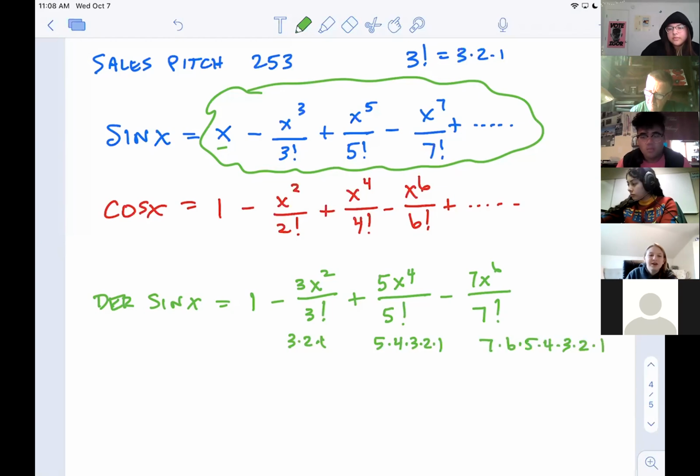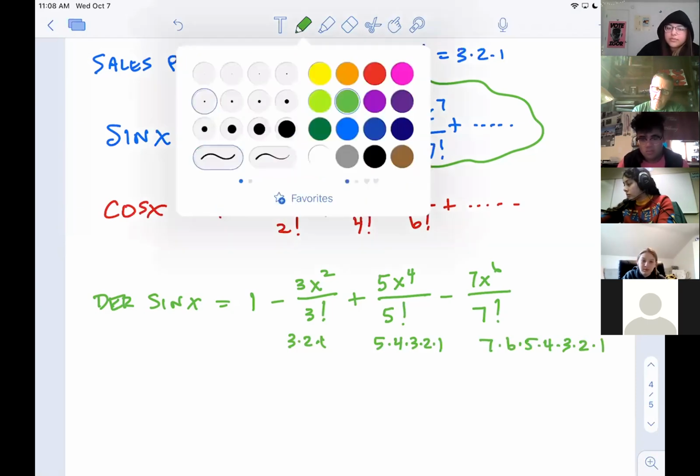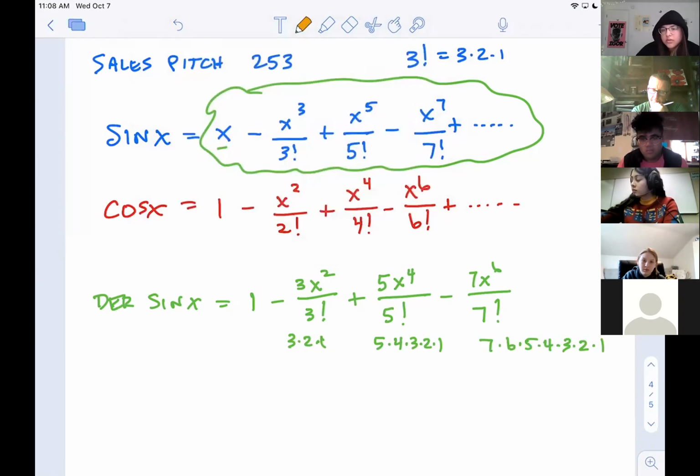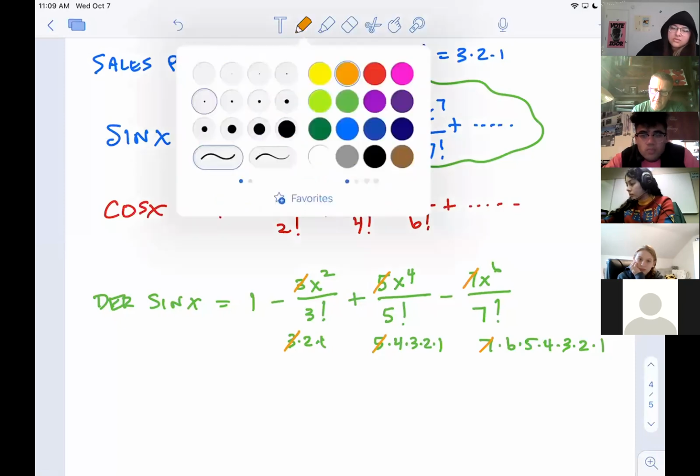If the derivative of sine is cosine, why doesn't it look the same as cosine? Well, we're still simplifying this. Don't the 3's cancel out and leave you with 2 times 1? Doesn't this 3 cancel with this 3, leaving 2 times 1 down there, and doesn't this 5 cancel with that 5 and that 7 cancel with this 7? Now it looks like the cosine.